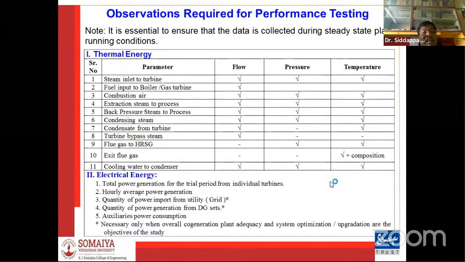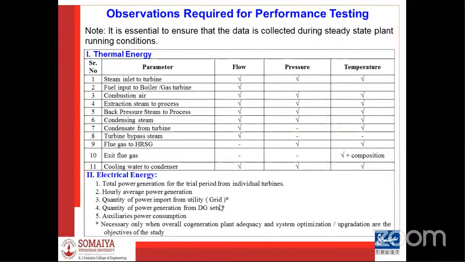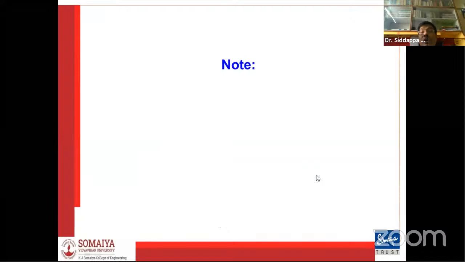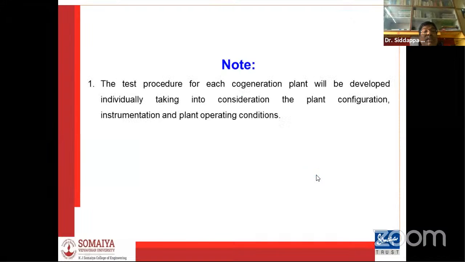And on the electrical side, you are going to measure total power generation. What is the electrical power? Hourly power generation, and the quantity of power input from the utility grid. Sometimes you may need power to be taken from the grid for running some systems, and the quantity of power generation from the DG sets, auxiliary power consumption, and so many other parameters related to electrical systems, you are supposed to note down.